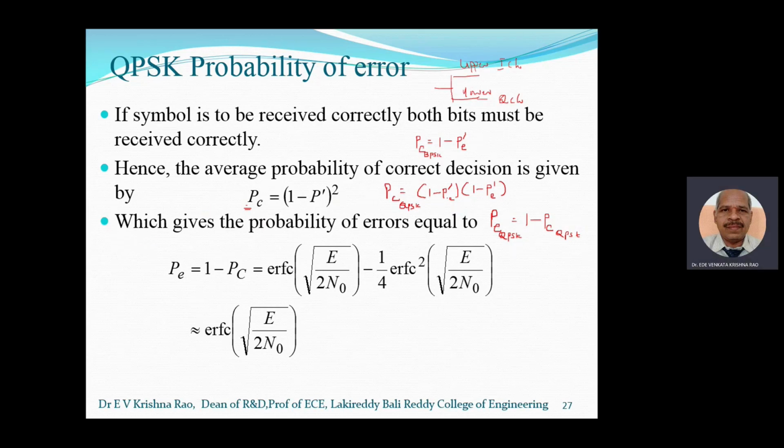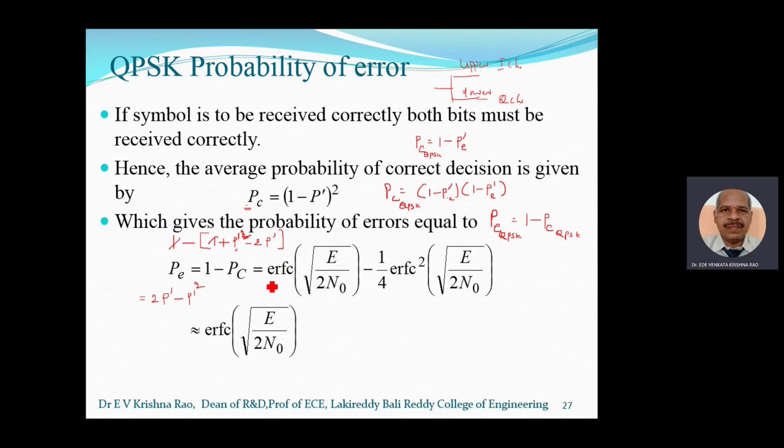Okay. This is where 1 minus, 1 plus P dash square minus 2P dash. This is the PQPSK. The 1 and 1 get cancelled. Okay. P dash square minus 2P dash. So 1 minus PC is P dash square minus 2P dash. So here, yeah, 1 minus PC, which is equal to 2P dash minus P dash square.